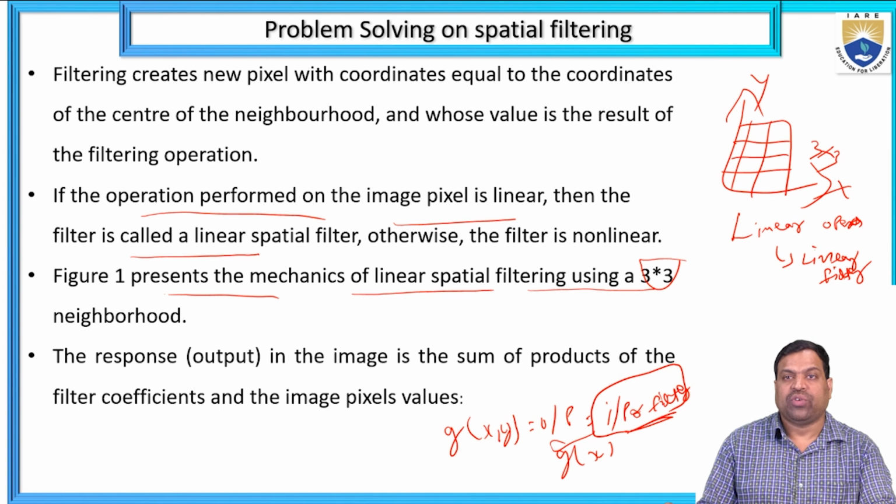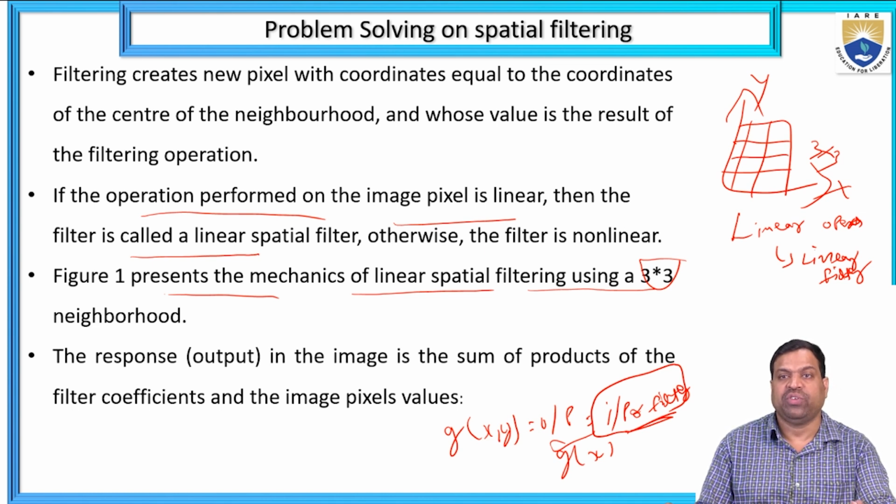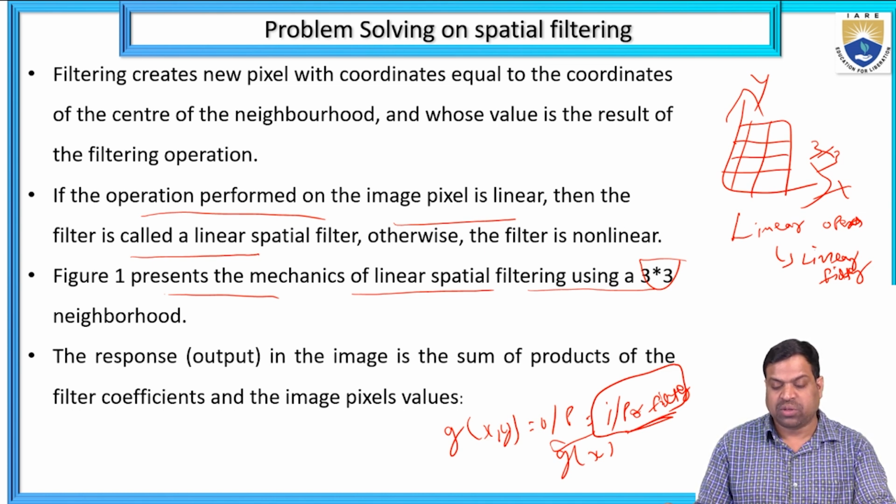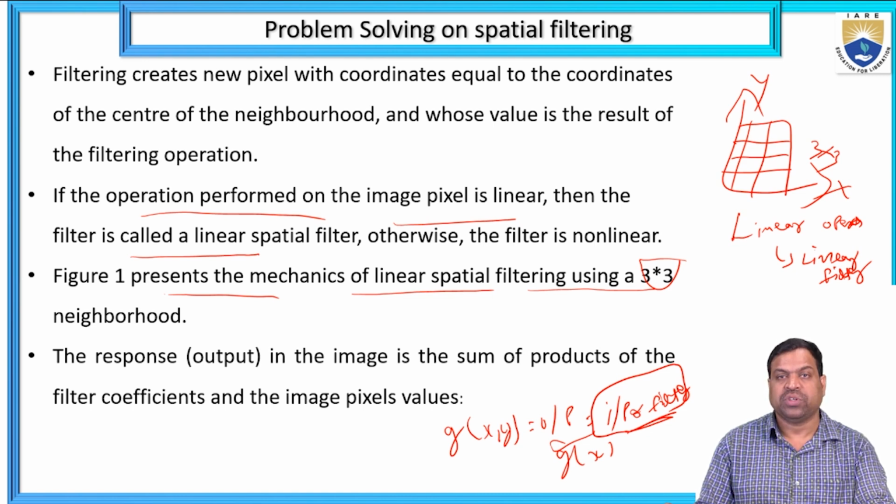If the operation performed on the image pixel is linear, then the filter is called a linear spatial filter. Otherwise, the filter is non-linear. This represents the mechanics of linear spatial filtering using a 3 by 3 neighborhood. And the output of the image is the sum of products of the filter coefficients and the image pixel values.